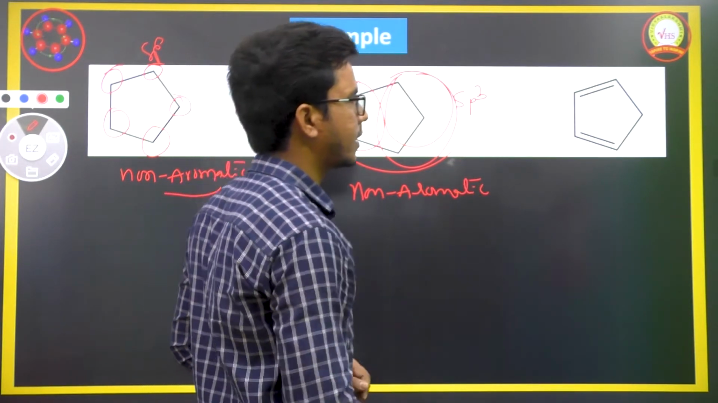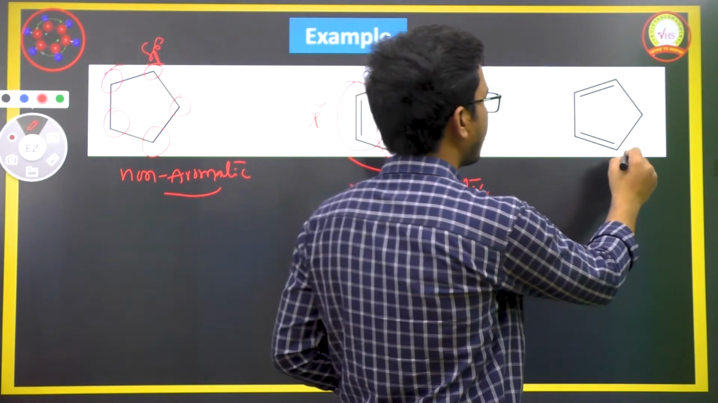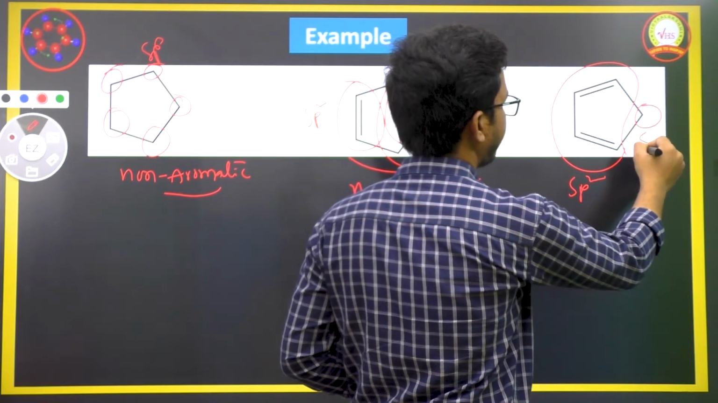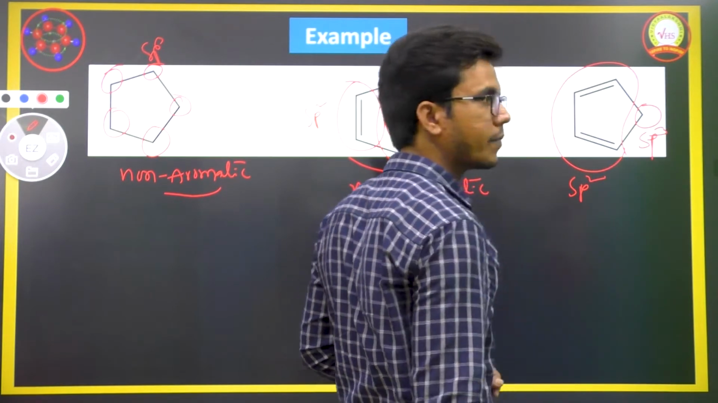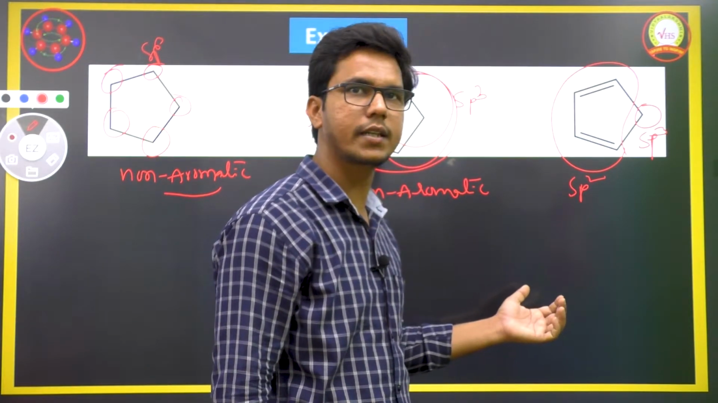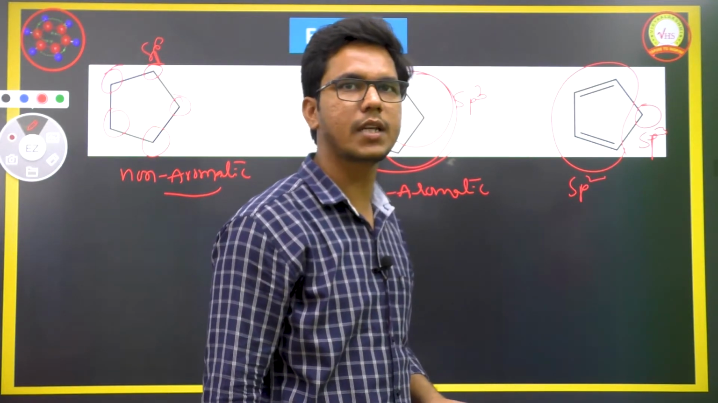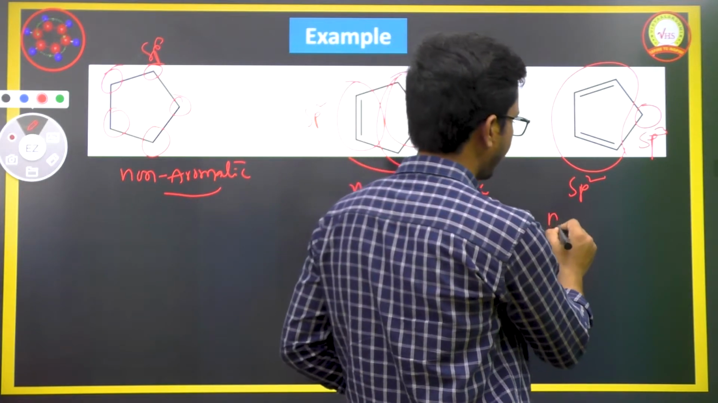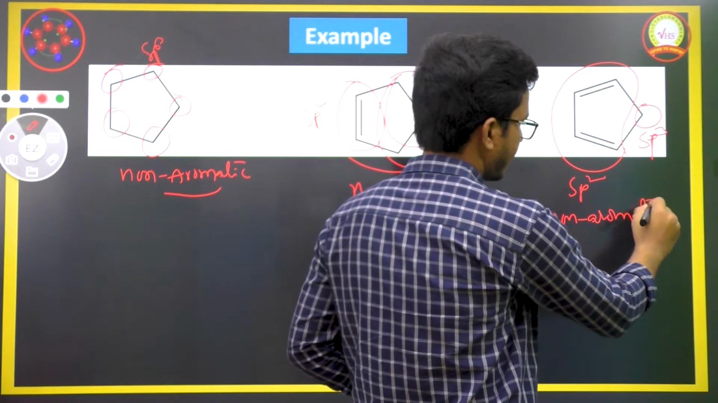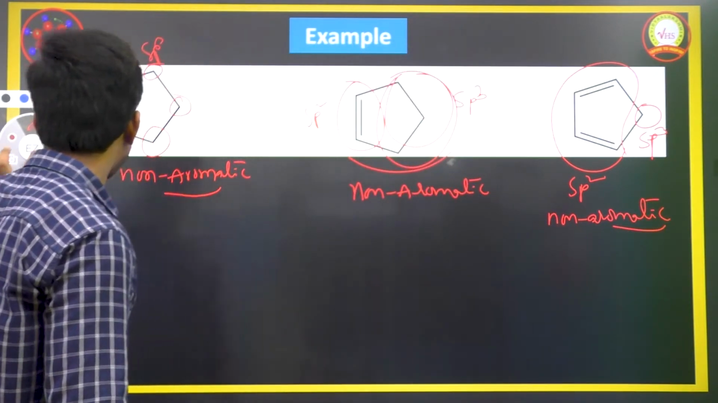Okay, now let us take this one here. What is this? We have 4 sp2 hybridized carbons, but only one sp3 hybridized one. If even one such atom is there in the cyclic system, what happens here? It becomes non-planar. If it is non-planar, it is non-aromatic. Non-aromatic.